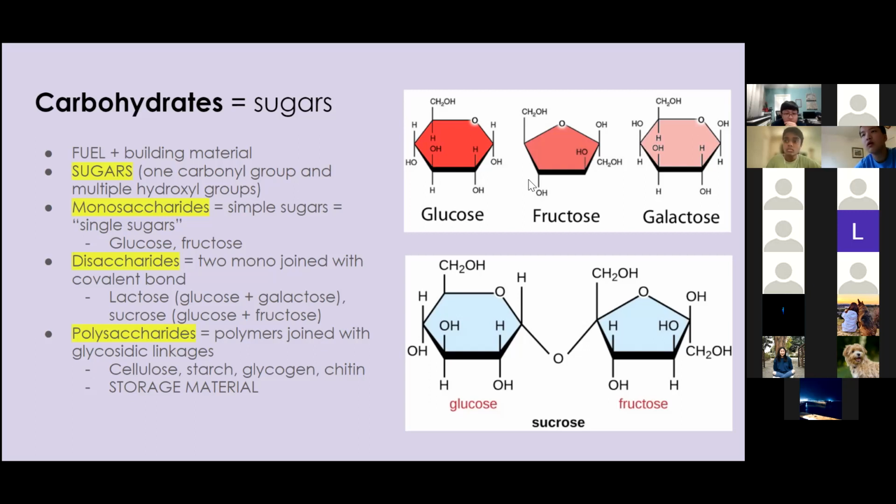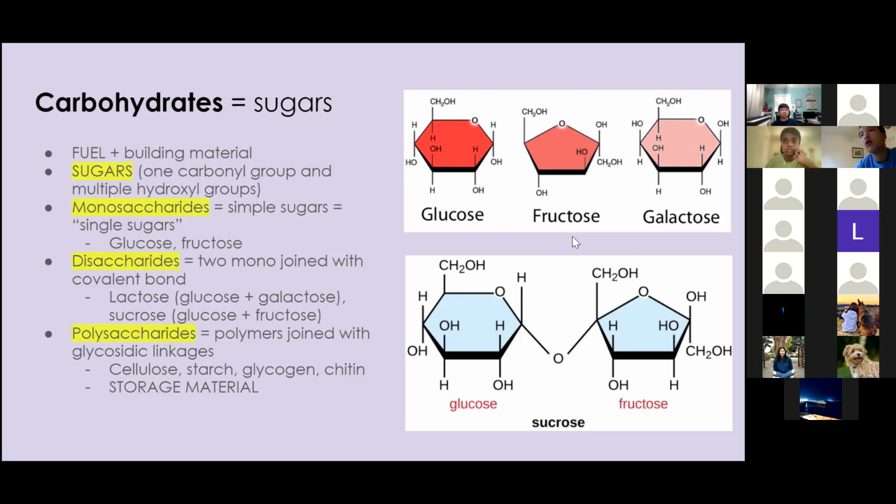There are three main types of sugars. There are monosaccharides, disaccharides, and polysaccharides. Monosaccharides are the simple sugars, using the same prefix as before, mono, and also called single sugars. And the picture on the top right shows a few examples of monosaccharides. So there's glucose, fructose, and galactose. These are the simple sugars that combine to form the more complex ones.